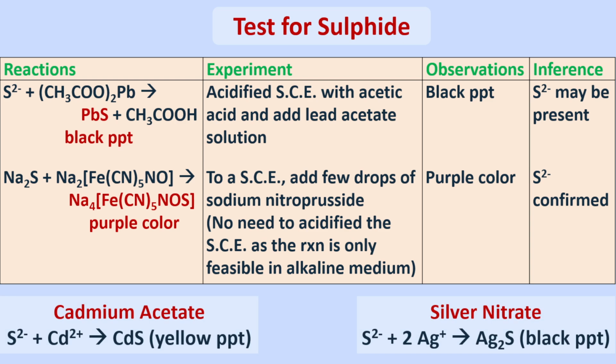Here are two additional reactions for theory purposes only. Cadmium acetate reacts with sulfide to form a yellow precipitate of cadmium sulfide, while silver nitrate reacts with sulfide ion to form a black precipitate of silver sulfide.